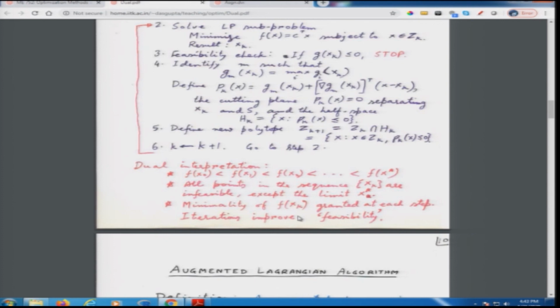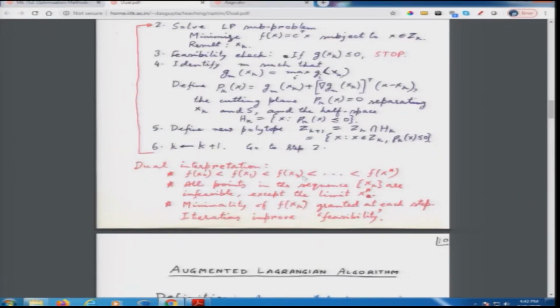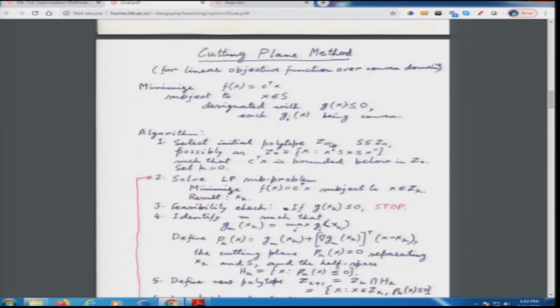In a typical dual method, at every iteration, the definition of the dual itself ensures that we have already done a minimization, because through the minimization of the Lagrangian we define the dual. In this case also you find that minimality of the function was granted at each step, because of the very mechanism of the method. Iterations improve feasibility. That is what a typical dual method also does. So, the cutting plane method's spirit is in duality.